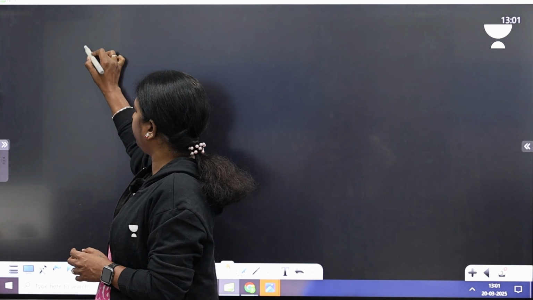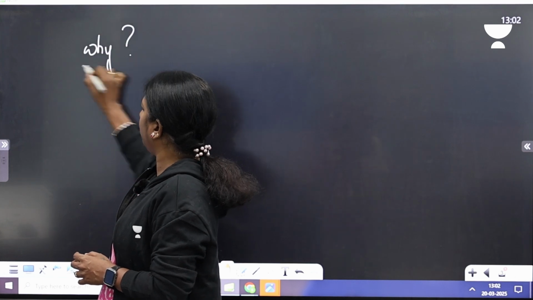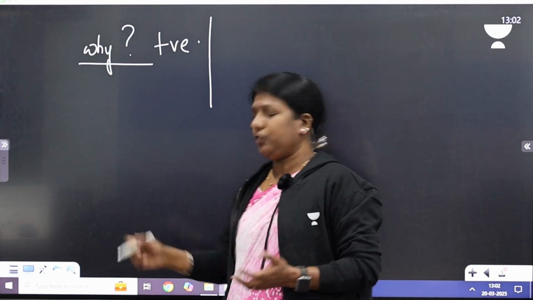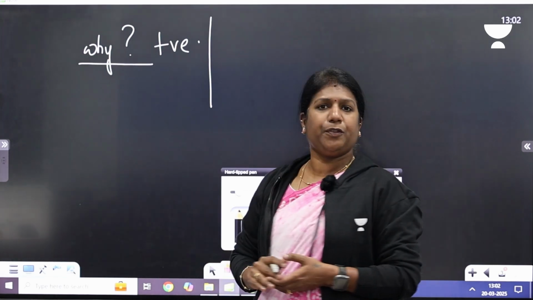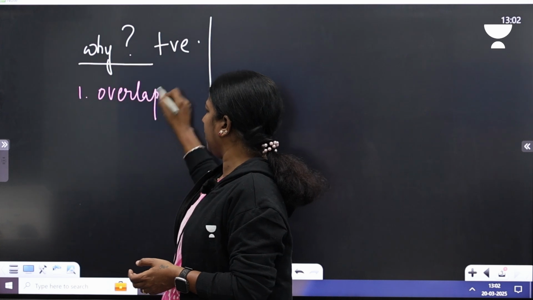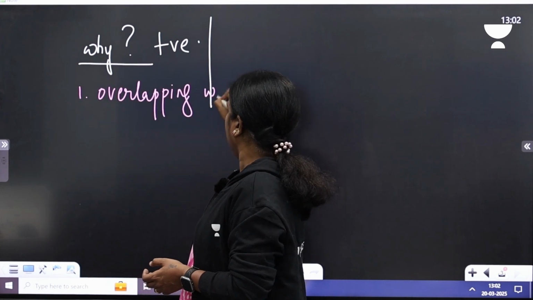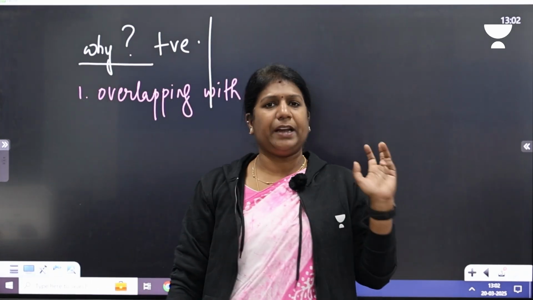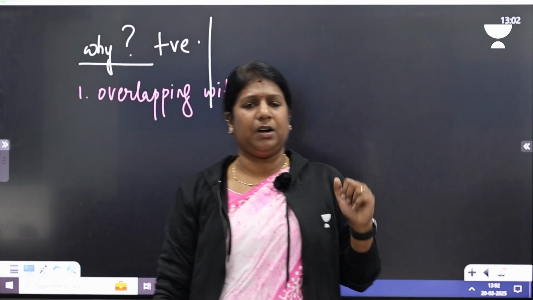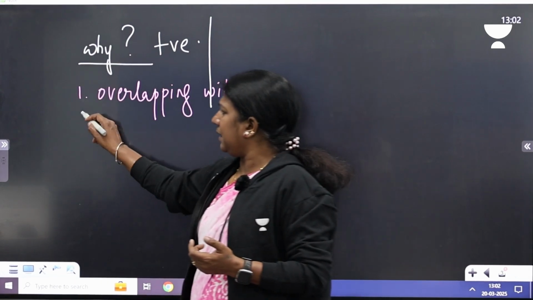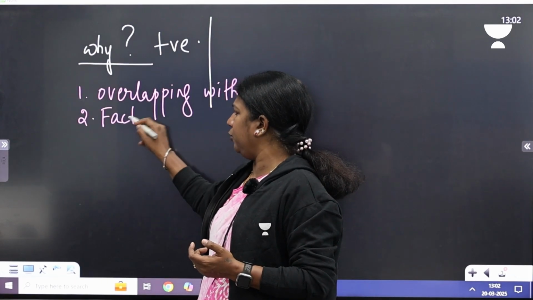Now, what are the advantages of history optional? So why history optional? What are the positives of history optional? So why should I choose history optional? I would tell you a few points. The first one, it is overlapping with GS. So it is overlapping with your general studies. As I showed you, ancient, medieval, modern and world, it's exactly the same as what we study in GS, number 1. The second one is it's a factual subject.